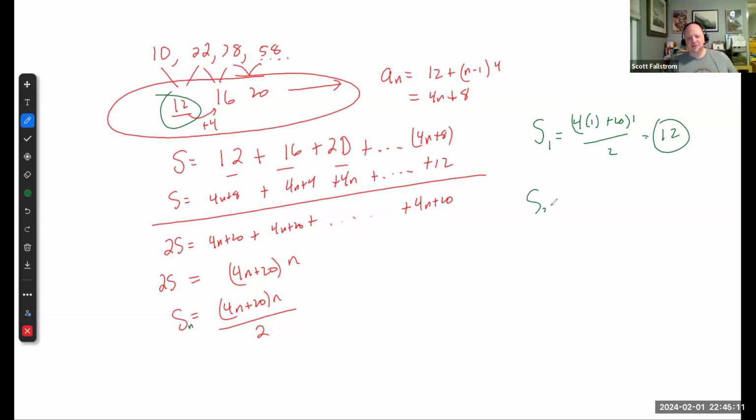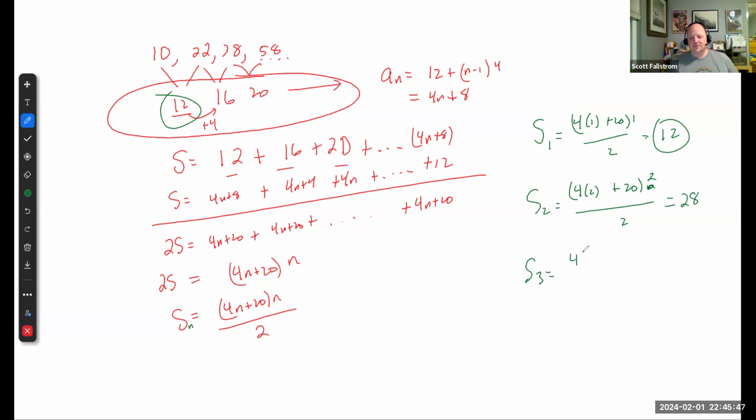Perfect. S2, what do I get? Okay, well, let's see here. I get 4 times 2 plus 20, right? The whole thing times n. Okay, that's good. On all of that divided by 2, but n in this case is 2 because I'm dealing with the second term. 4 times 2, that's 8 plus 20. So I get 28, right? So again, looking pretty cool. I like the way that's going.